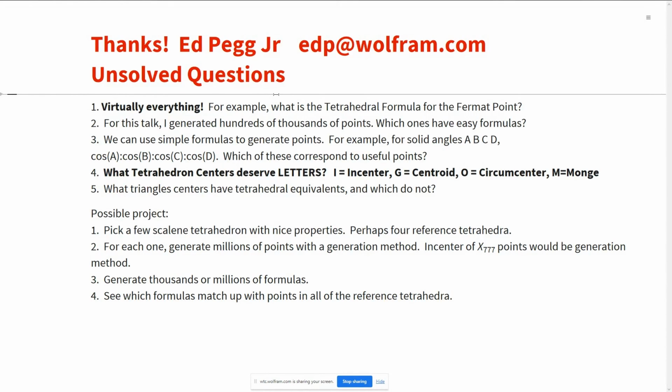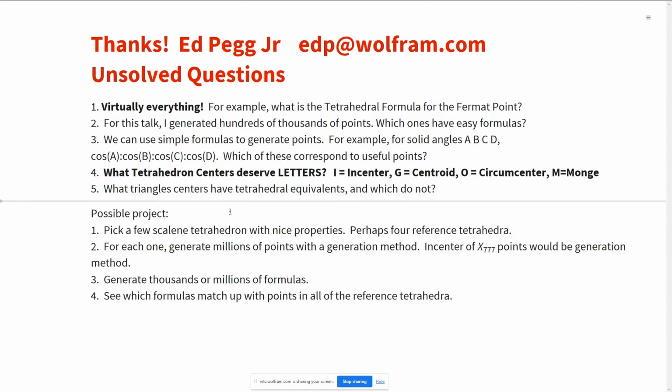There's a lot that's unsolved with tetrahedra, which is pretty much virtually everything. Many of the tetrahedral formulas are unknown, such as with triangle centers, there's special formulas for many of them, but most of those are not known for tetrahedra. We still don't know which triangle centers have tetrahedral equivalents, but most do not have equivalents.